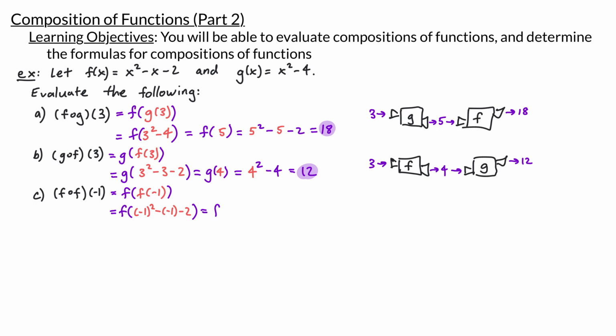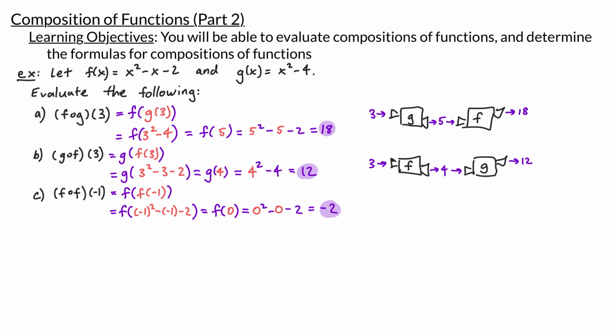So really, this is f of 0. Now, if we compute f of 0, this would be 0 squared minus 0 and then minus 2, which ends up being negative 2. So f composed with f of negative 1 is negative 2. Next, we're going to talk about finding the formulas for these compositions.